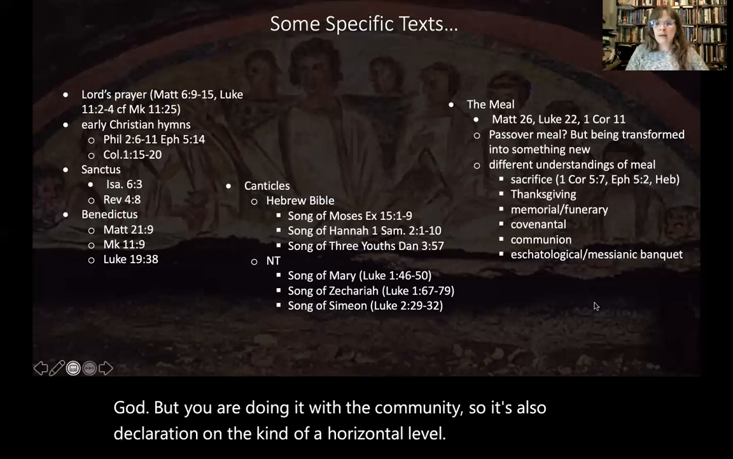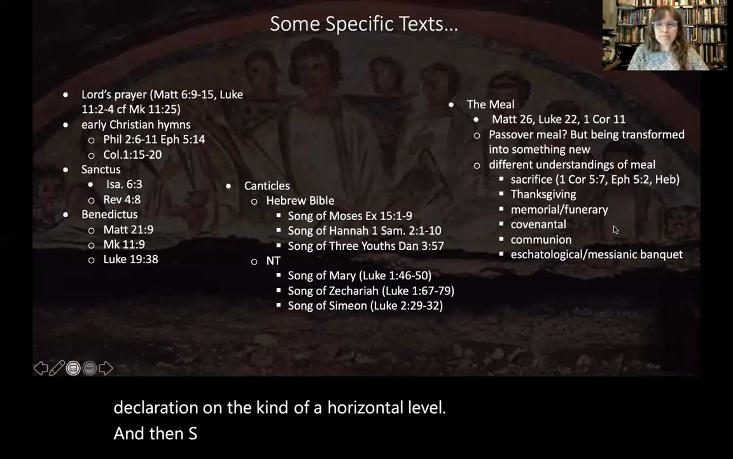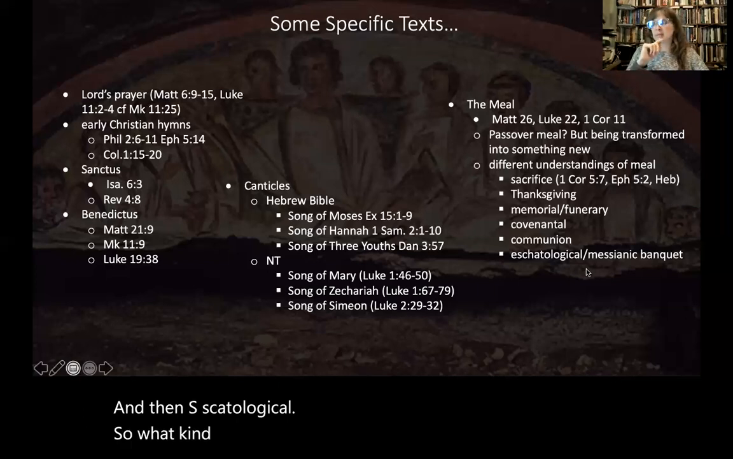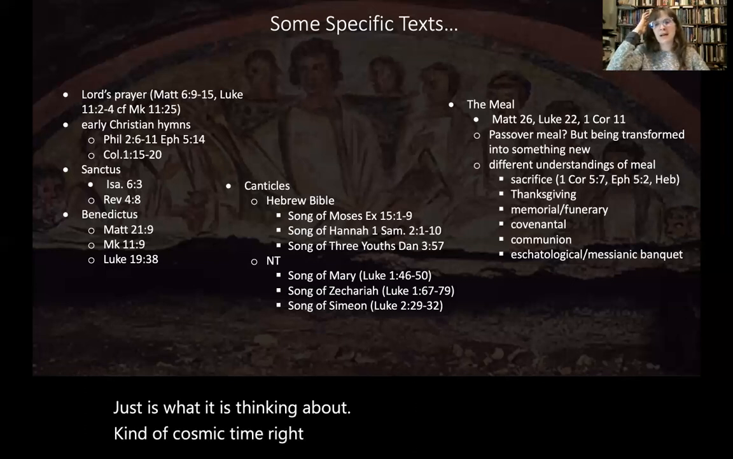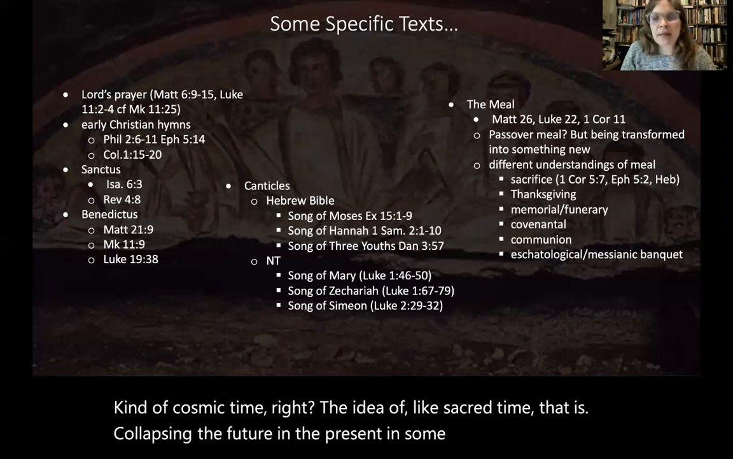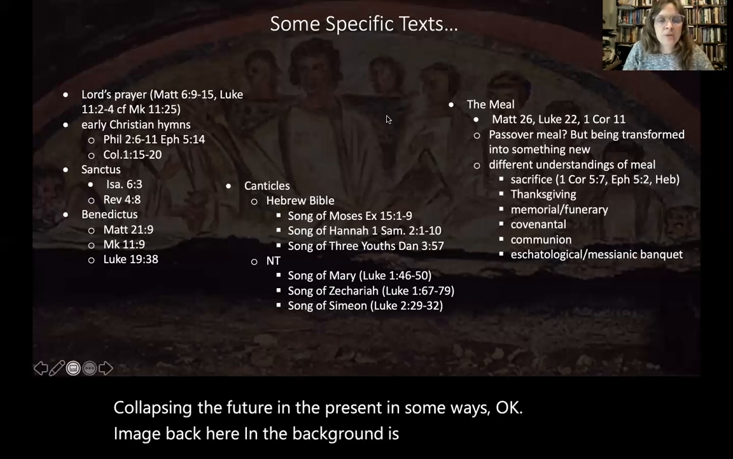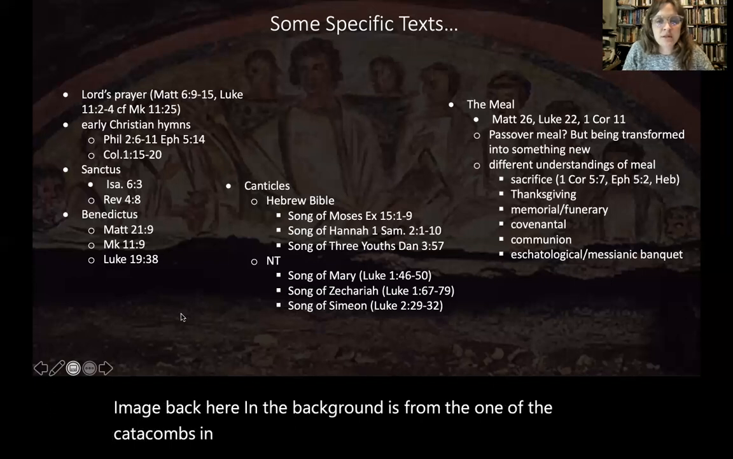And then the eschatological banquet. Thinking about cosmic time, the idea of a sacred time that is collapsing the future and the present in some ways. Okay. The image back here in the background is from one of the catacombs in Rome, and it's an image of Jesus as a philosopher flanked by the disciples, just FYI.